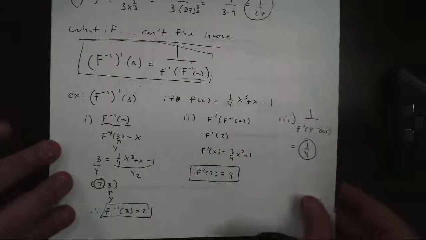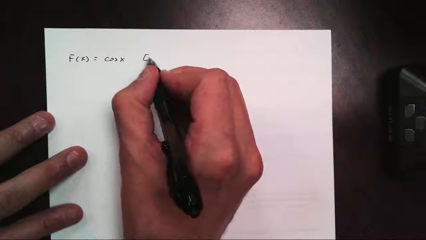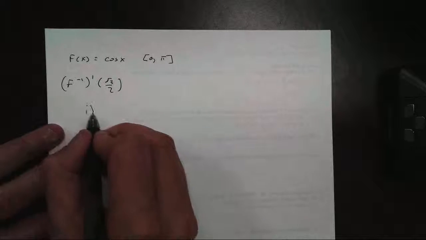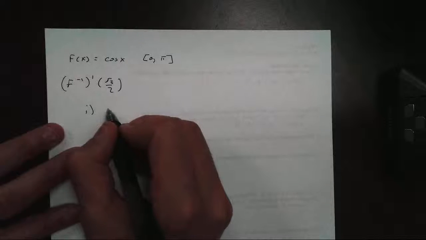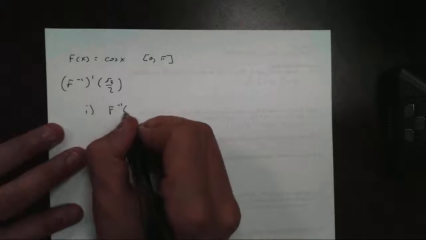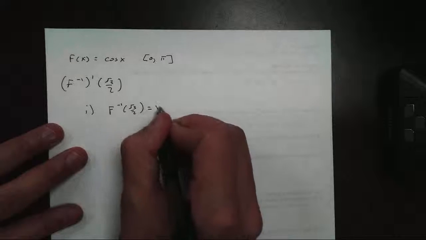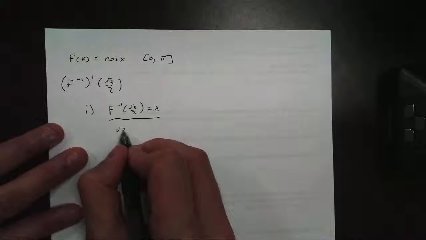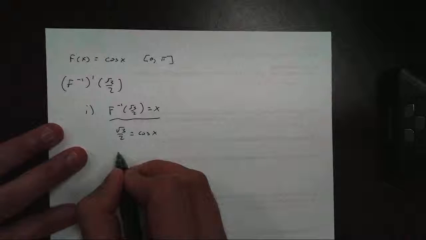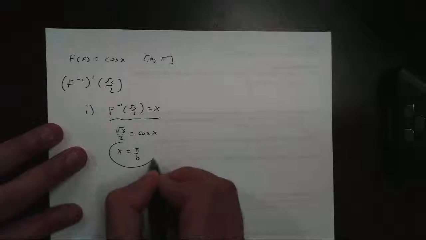So let's take a look at another example with a trig function. Ready? Let f of x equal cosine of x. Now for trigs, we do have to restrict the domain. Let's go from 0 to pi. And we want to find the value of the derivative of the inverse at root 3 over 2. So step 1, we want to find first what the inverse at root 3 over 2 is. That's going to equal x. So root 3 over 2 equals the cosine of x. Now we know what that is. That's just pi over 6.